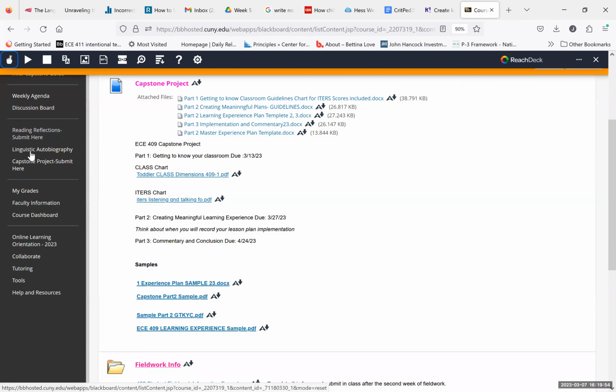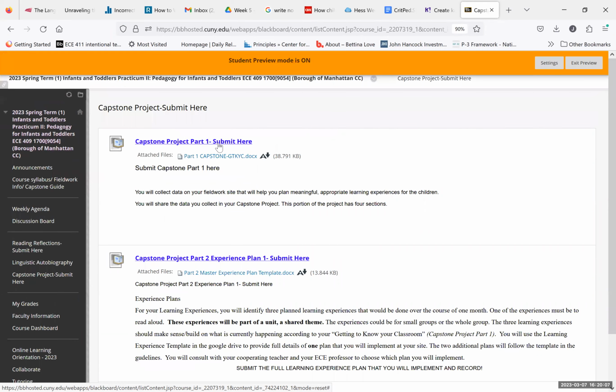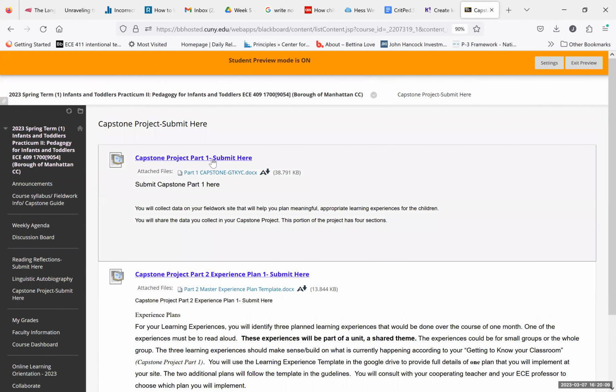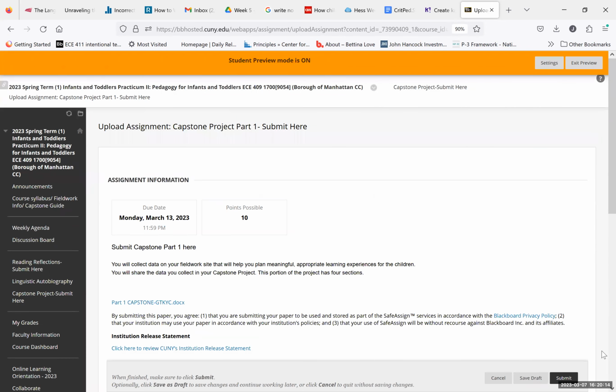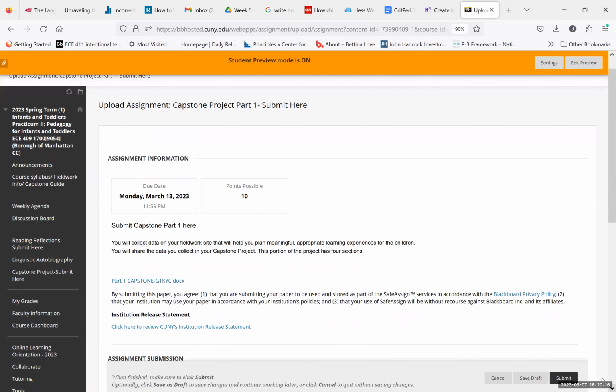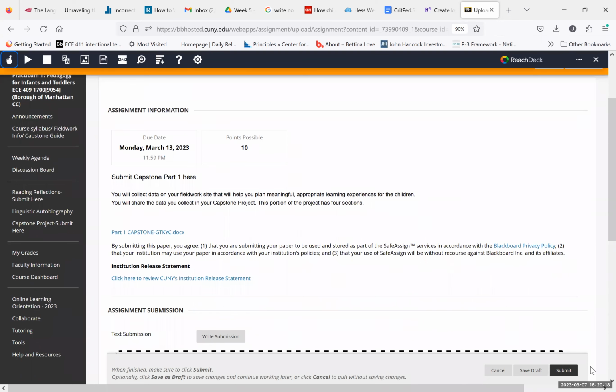And lastly, you're going to head over to the left-hand side of Blackboard and you're going to click on Capstone project, submit here to submit part 1 of the Capstone project. So when you submit here, you click it, you find your document wherever you have saved it or wherever it's housed, you upload it and then simply submit.